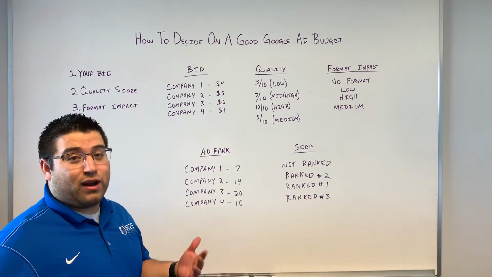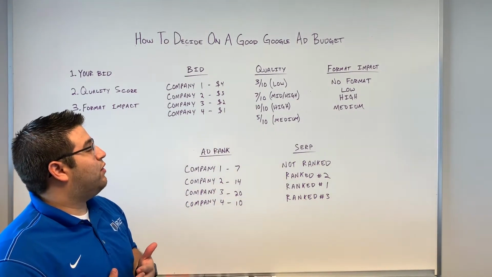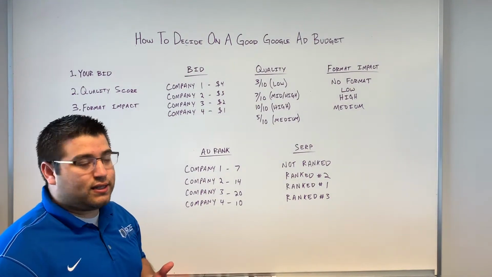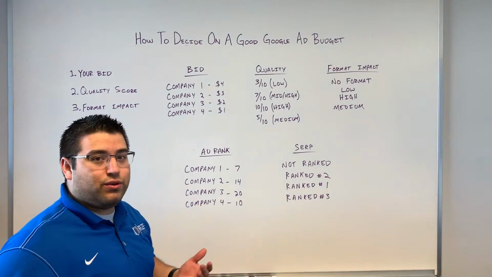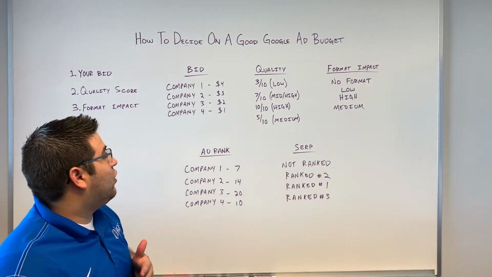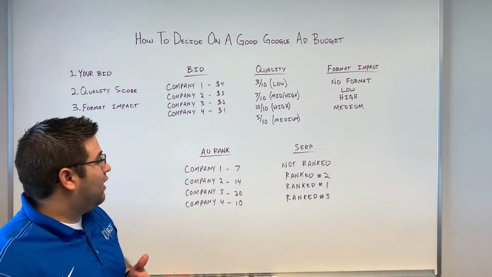So what does this mean for your company? Basically, once you have these three things nailed down, you're going to be able to come up with a budget that's most effective for your business. Especially these two, quality and format impact, are going to be huge. Once you have a high quality score and a high format impact, you're going to be able to adjust your bid accordingly and get the most bang for your buck.